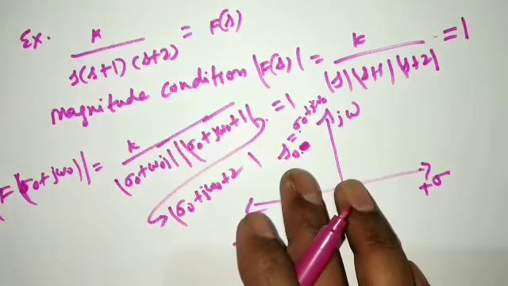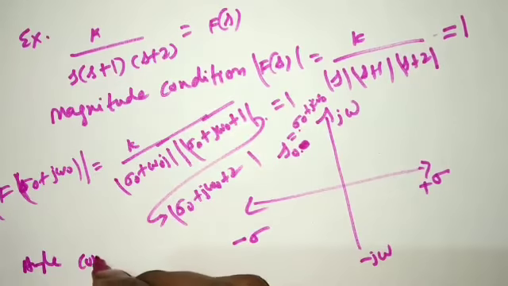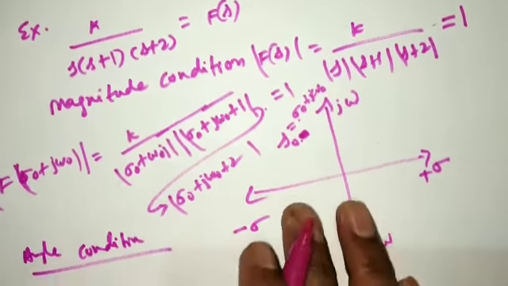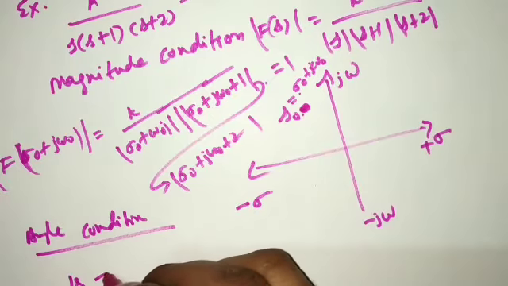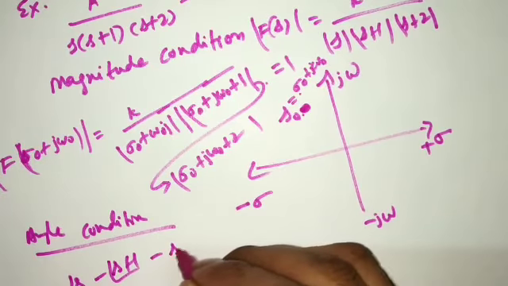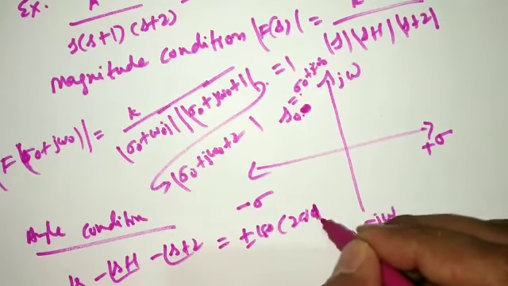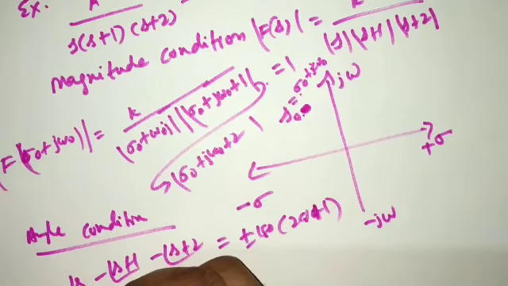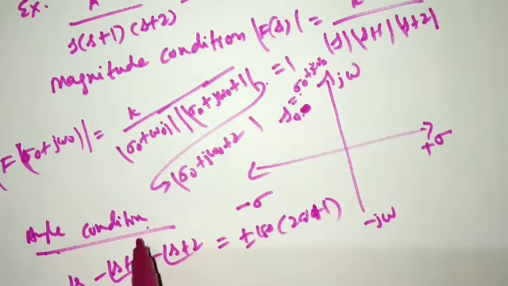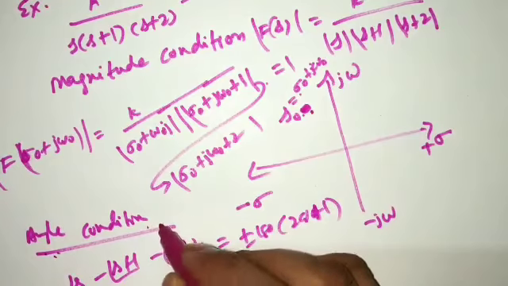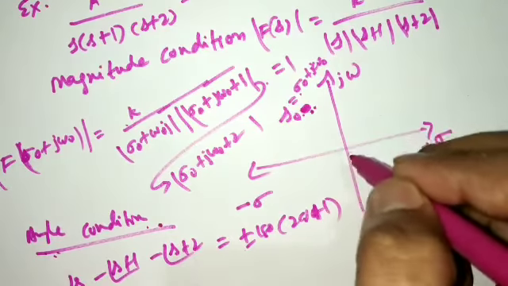Then how can we write the angle condition? Minus the angle of s, minus the angle of s plus 1, minus the angle of s plus 2 is equal to an odd multiple of (2q plus 1) 180, where s is equal to sigma naught plus j omega naught. If this point satisfies the angle condition and the magnitude condition, we say this point is on the root locus path.